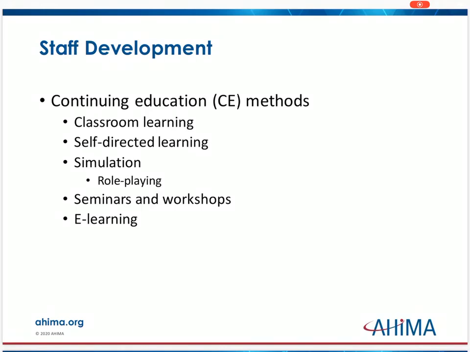Now, how do we go about getting this training? How do we get these CE hours? Well, we have lots of different ways. First of all, we have classroom learning. Classroom learning is traditional. It's usually best when we need to get factual information out to big groups of people. Usually it's low cost. We're not spending a lot of money, and there's no extensive travel. This is how we possibly share coding updates with the coders in our department.